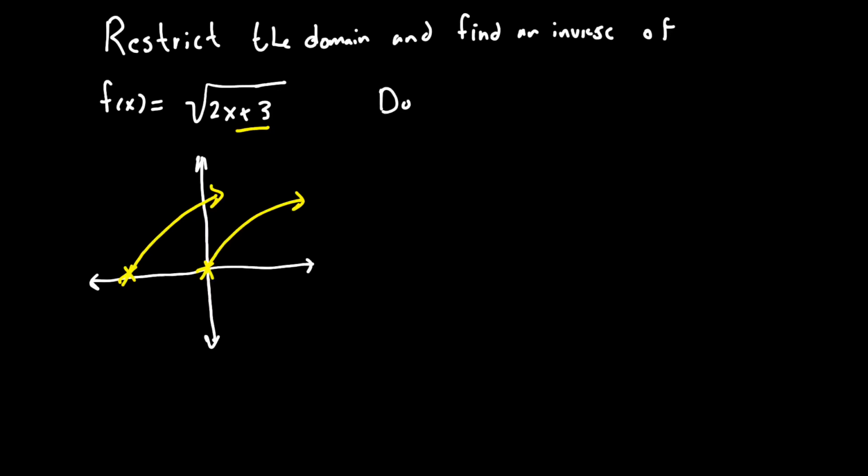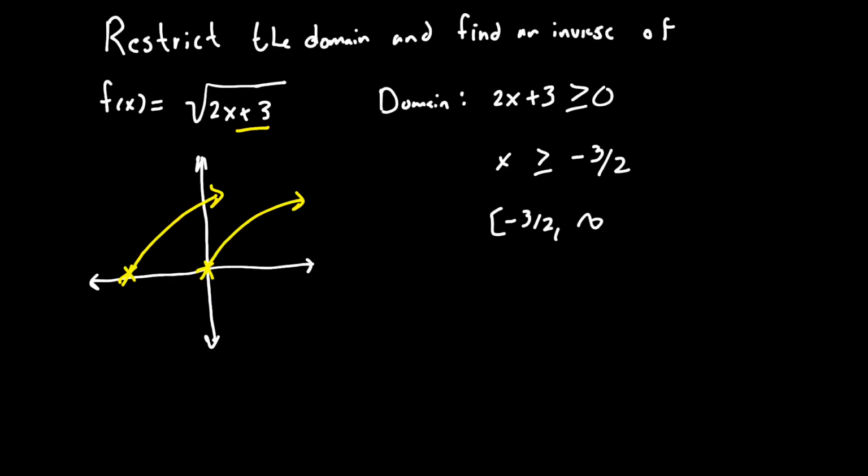So the domain we want to restrict to is we want all x values that satisfy the following inequality, which is 2x plus 3 is greater than or equal to 0. Solving this, we get x must be greater than or equal to negative 3 divided by 2. Writing this in interval notation, the domain of our function is going to be negative 3 divided by 2 to positive infinity. We can also go ahead and state the range. This is going to be all y values between 0 and infinity.